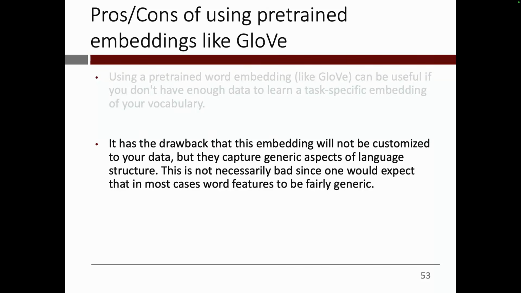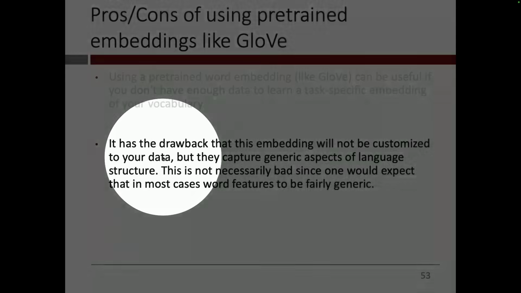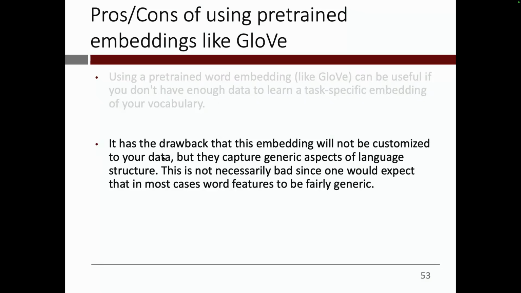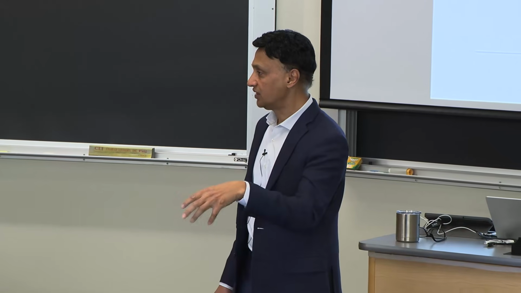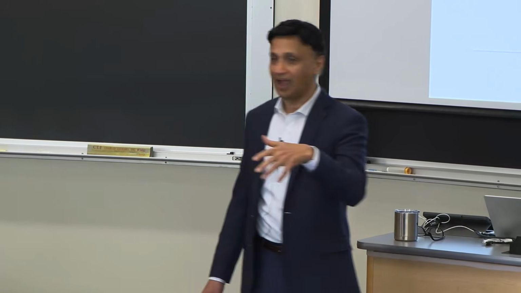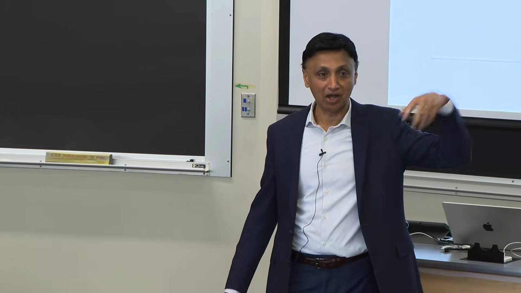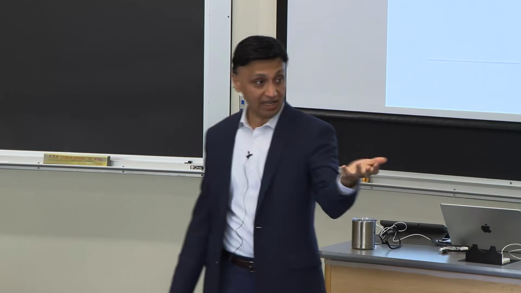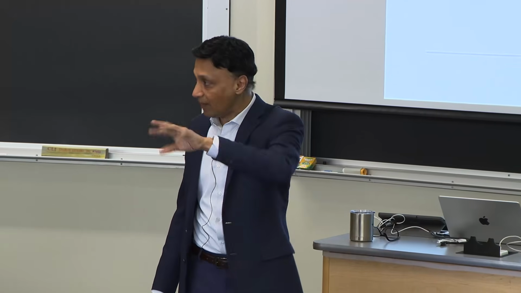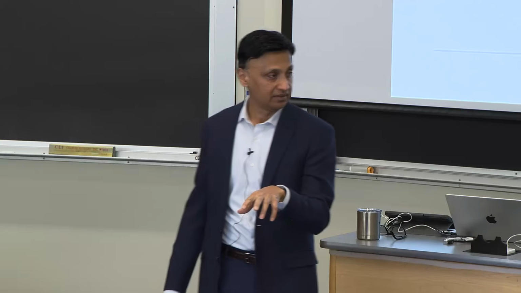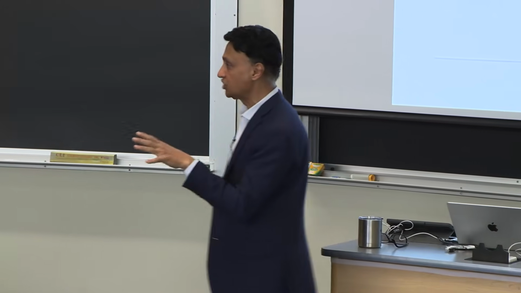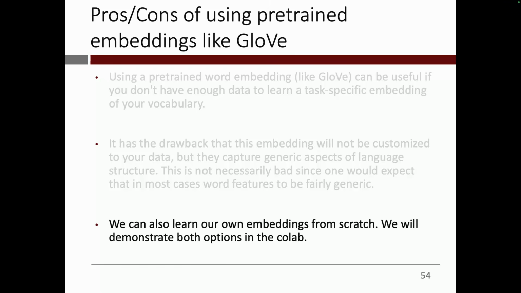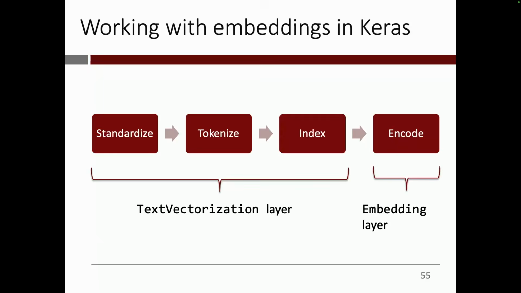Now, it does have the drawback that this embedding will not be customized to your data. For example, if you're trying to build an application for medical or legal use, it's going to have a lot of jargon, right? And this pre-trained embedding trained on all of Wikipedia may not capture enough of the jargon and know its meaning really accurately. So you may still want to take this thing, and then adapt and fine-tune it using your jargon-packed, heavy, domain-specific data set. Okay, those are some of the things to keep in mind. And of course, we can also learn it from scratch if you want, and the Colab demonstrates all these options.